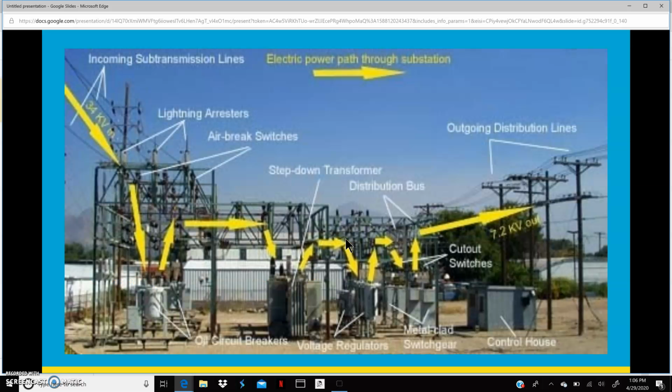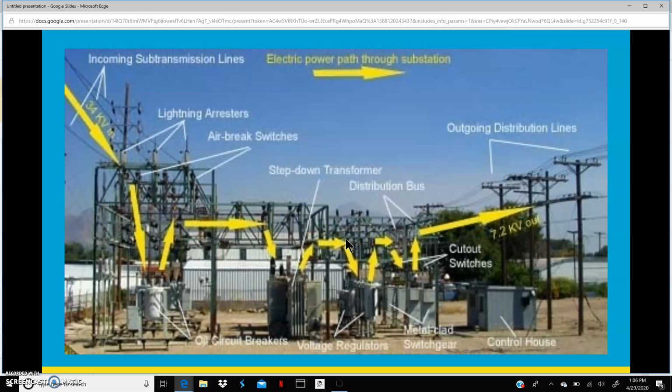So this is a picture of a substation, and it shows some of the different components that the electrical power has to go through before we can use it. It starts out as 34 kilovolts coming into the substation from a generation plant. And then it goes through all of those different components, which I will talk about some of later, and it goes out as 7.2 kilovolts.